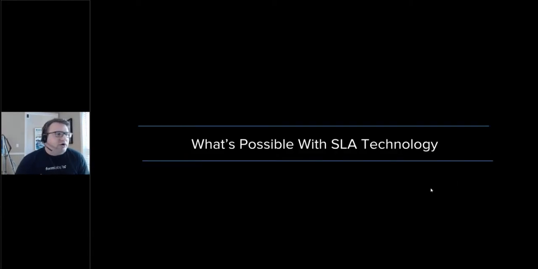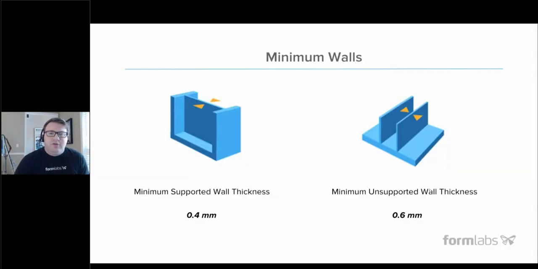So to get started here, let's look at what geometry is actually possible with stereolithography 3D printing. You can see the minimums here. This is the thinnest wall you can print on the left side, with supports on both sides. So this is an encapsulated wall. The minimum wall with no supports on each side has to be a little bit thicker, at about 600 microns or 0.6 millimeters. This is because it needs a little more rigidity to support itself without having any geometry on the sides.